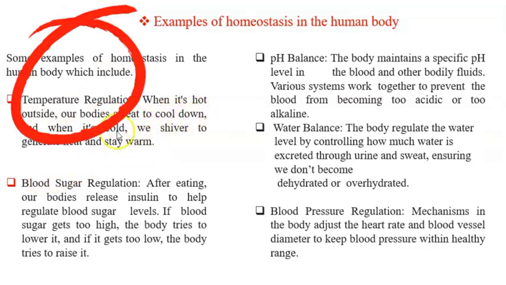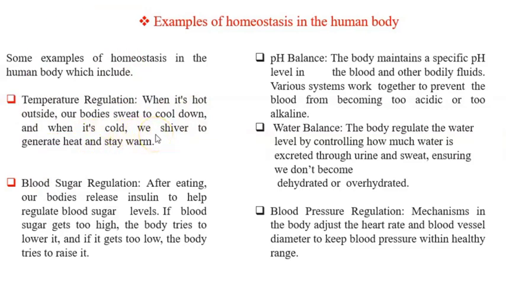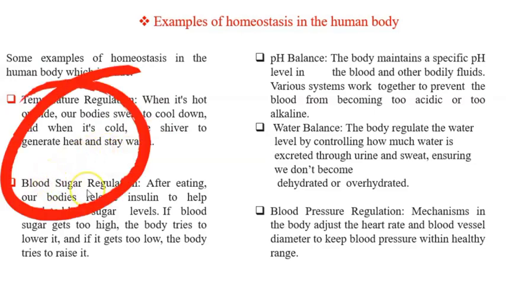When it is hot outside, our body sweats to cool down. And when it is cold, the body shivers to generate heat and stay warm. That is a good example of temperature regulation. 2. Blood sugar level.